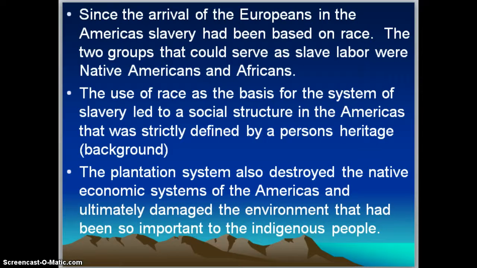Since the arrival of the Europeans in the Americas, slavery had been based on race. The two groups that could serve as slave labor were Native Americans and Africans. The use of race as the basis for the system of slavery led to a social structure in the Americas that was strictly defined by a person's heritage, so their background. The plantation system also destroyed the native economic systems of the Americas and ultimately damaged the environment that had been so important to the indigenous people.